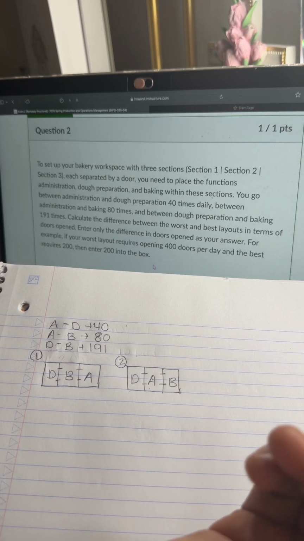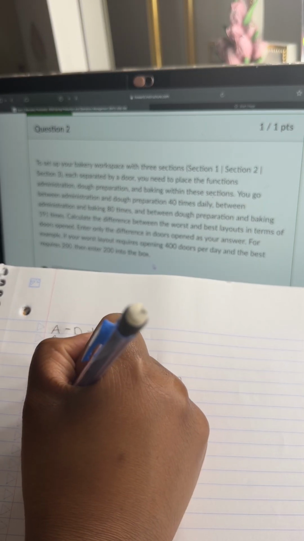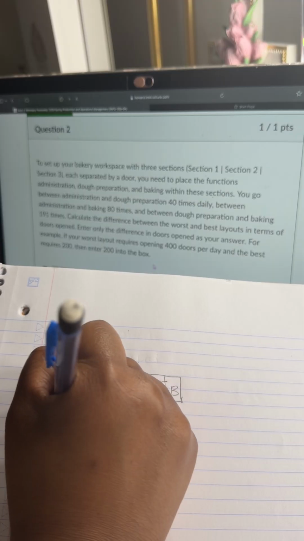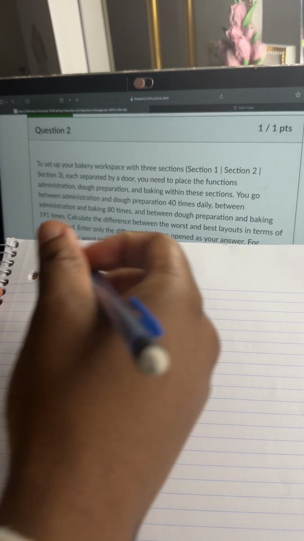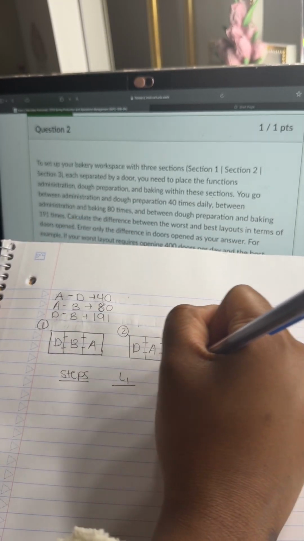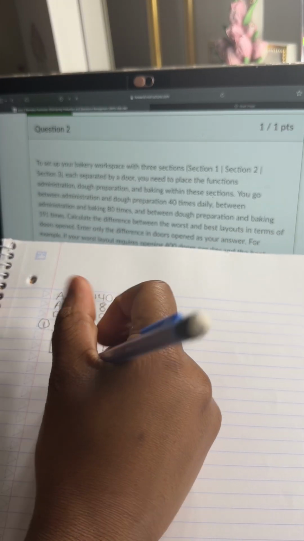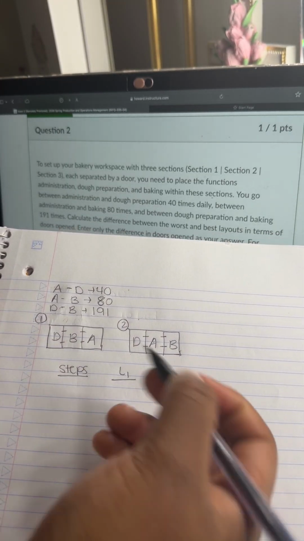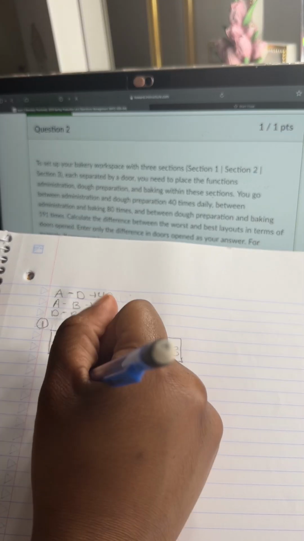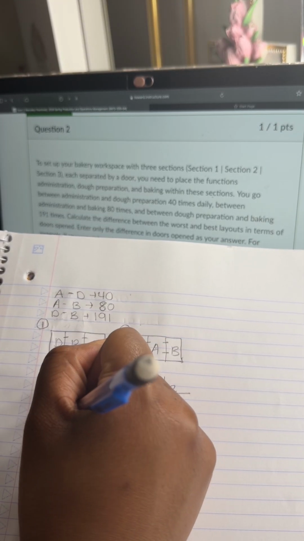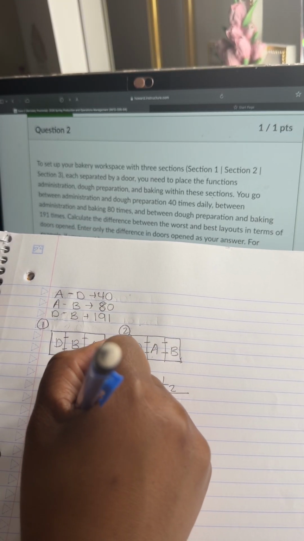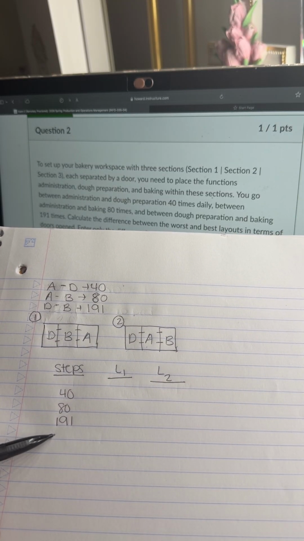Okay, cool. So now I like to just write my little table. So I put steps first, then I put layout 1 after, and then layout 2, like that. And then I just basically rewrite the numbers that I wrote at the top right here, because those are the amount of steps. And I write it in the same exact order just to avoid any confusion. So 40, 80, and 191.